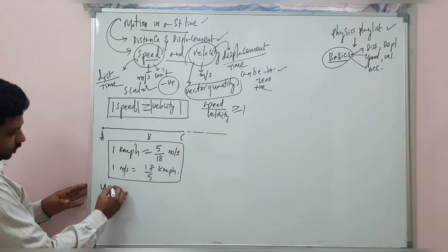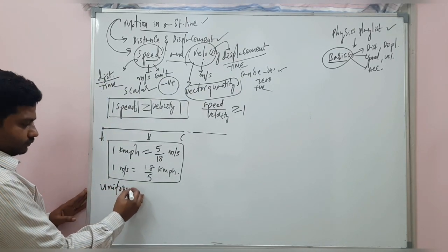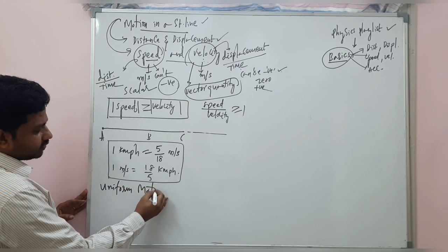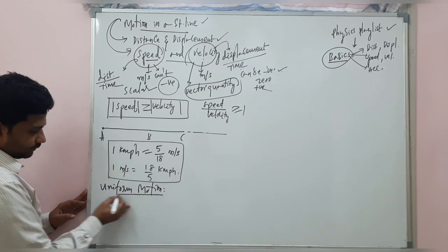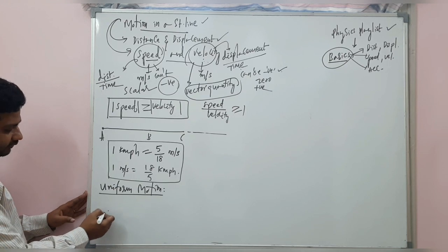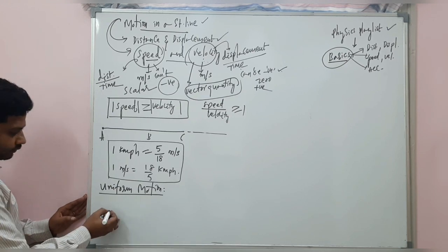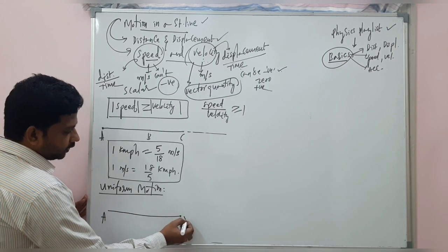There is a uniform motion. What is this uniform motion? The body started from point A and reached point X.